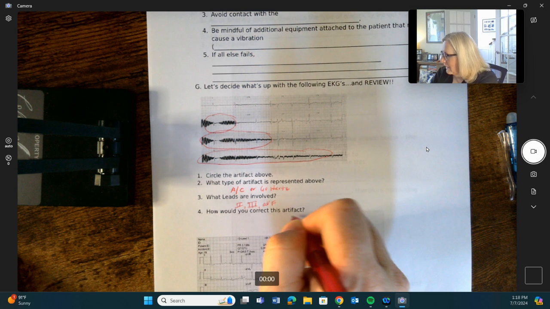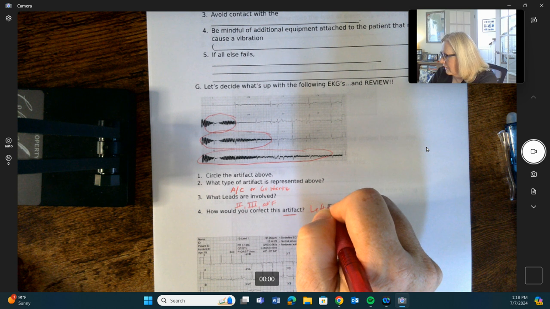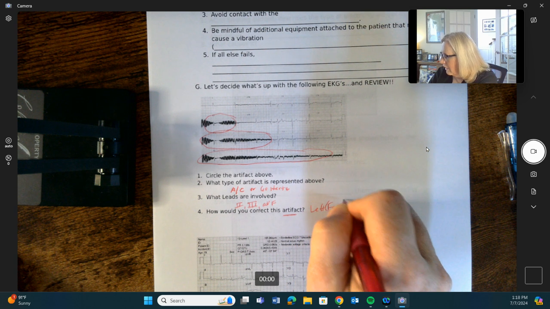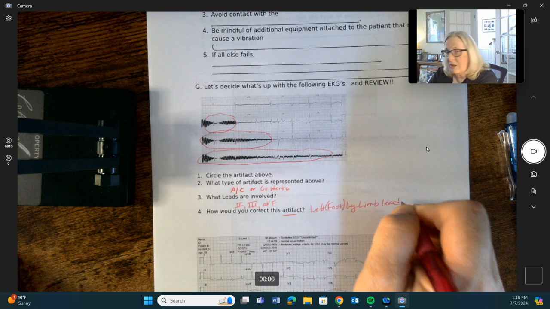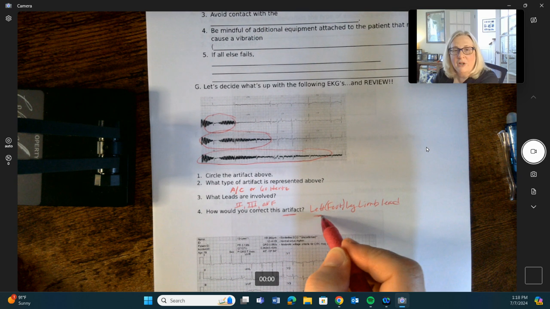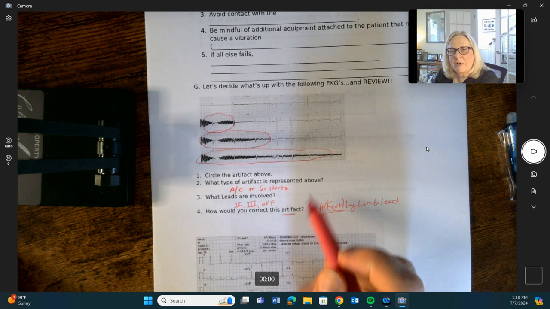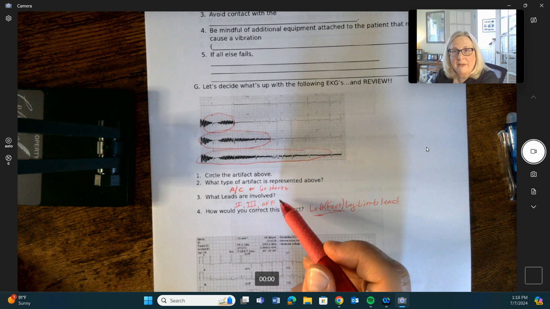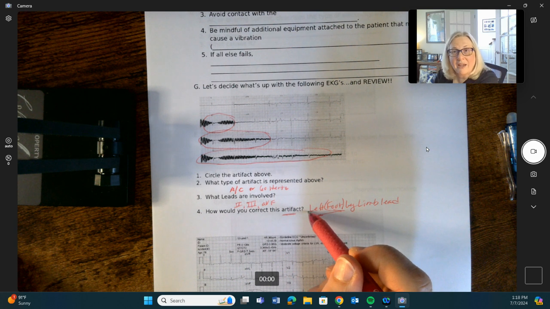So how do we correct this artifact? That left foot or left leg limb lead, that's a lot of L's, is probably whatever is causing this artifact, it's located near that sticker. So we're going to go directly to the left foot and look to see what is wrapped around it. It could be the cell phones down that way. Maybe you put this on their thigh and they have their cell phone in their pocket.